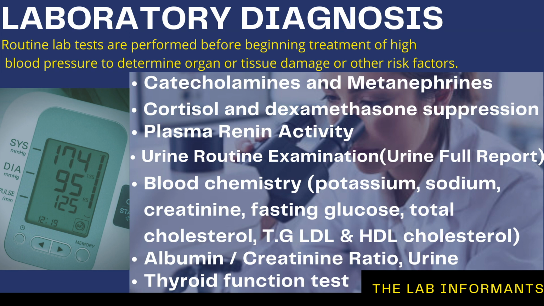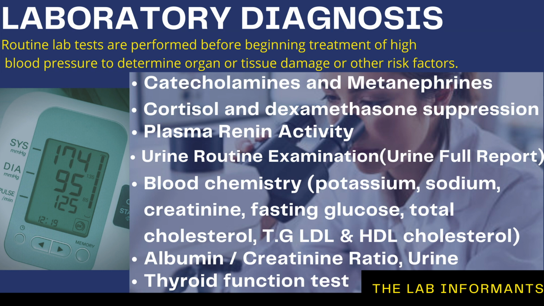Therefore, in some cases, a doctor may order catecholamines and metanephrines to help in diagnosing or establishing the cause of high blood pressure. Secondly, cortisone and dexamethasone are involved in blood pressure regulation, such that an excess release of cortisone induces hypertension, while inadequate production of cortisone causes a life-threatening low blood pressure. Dexamethasone suppression test is used to assess the abnormal levels of cortisone in response to the dexamethasone injection, primarily to diagnose Cushing syndrome.